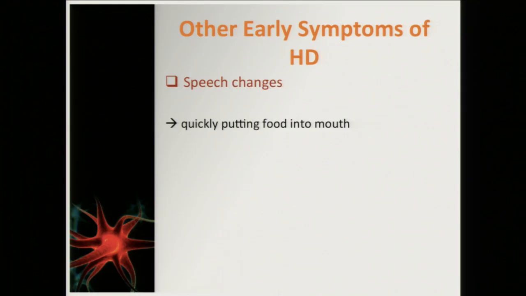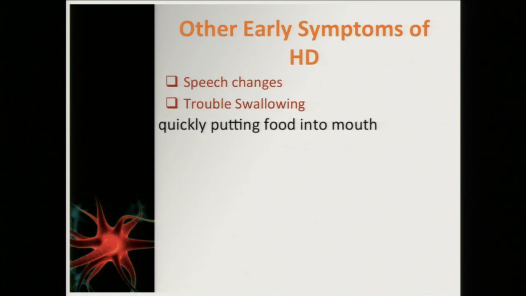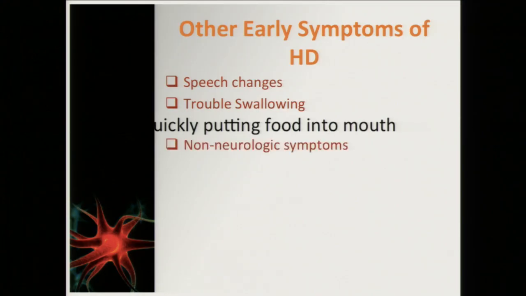So people can have speech changes. I'm sorry that this slide came out so funny. People can have speech changes. They can also have trouble swallowing. And there's something very characteristic behaviorally that people with Huntington's disease do. Sometimes they quickly put food into the mouth, so shovel food into the mouth and then don't really know what to do with it once it's there. Creates kind of a chipmunk cheek problem.